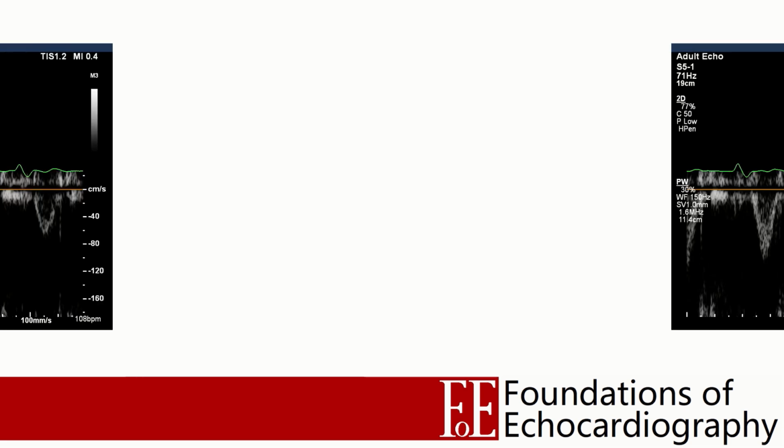In my own personal practice, I very rarely need to adjust the sample volume size. The different machines that we use within our department default to a sample volume size of 4 to 5 mm, and this appears to be adequate for most applications.